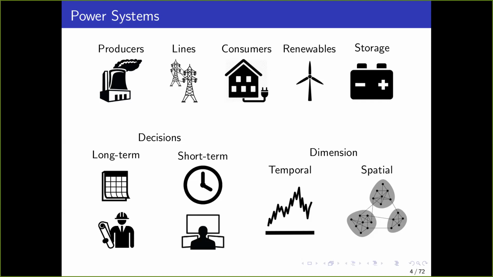Regarding decisions in power systems, we could split them into two main groups. You have long-term decisions. That means basically how much you are going to invest in producers, which kind of portfolio you want in the future, whether you are having more or less renewables, and if you need any update of the network. This kind of decision is for maybe 20 years into the future.